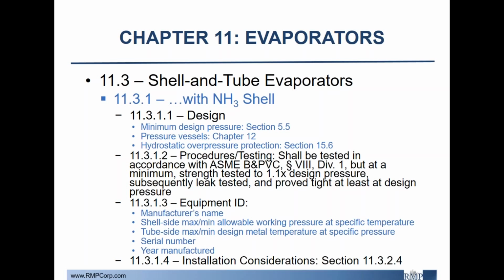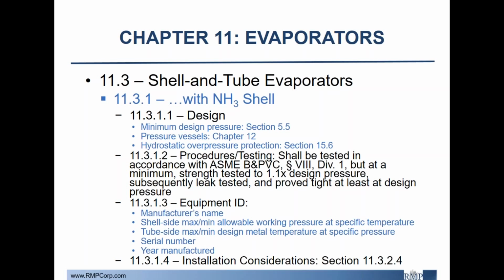For the hydrostatic overpressure protection, again, it's required where the refrigerant coil inlet outlet connections can be automatically isolated. However, there is an exception. If the tube side of the evaporator is built and stamped in accordance with the ASME code, it shall be protected from overpressure in accordance with section 15.3. So 15.3 takes over if the ASME code is the governing code. If there's anything else being used or any other standards that are being used, then you revert to section 15.6.